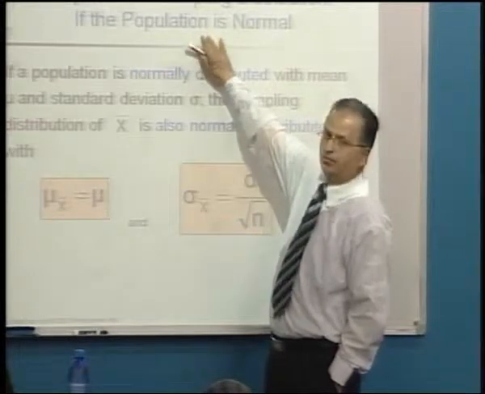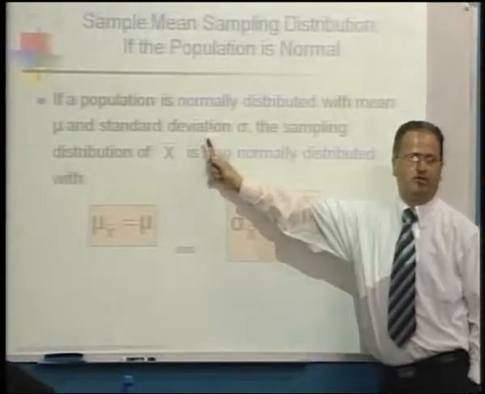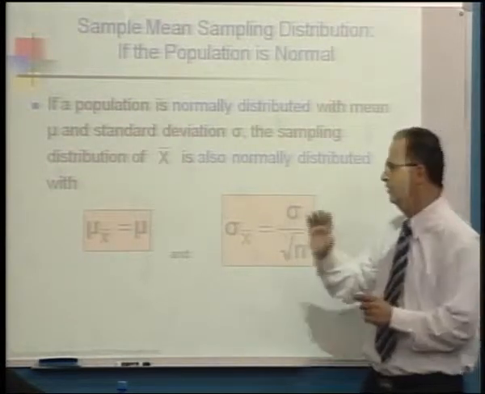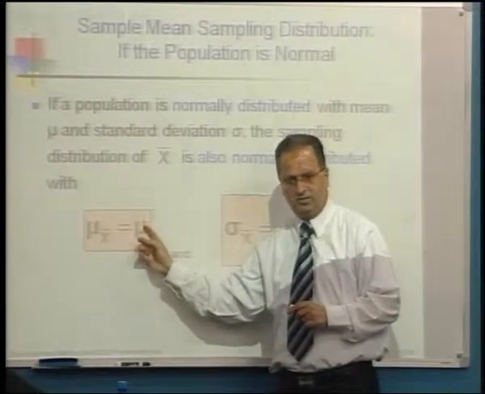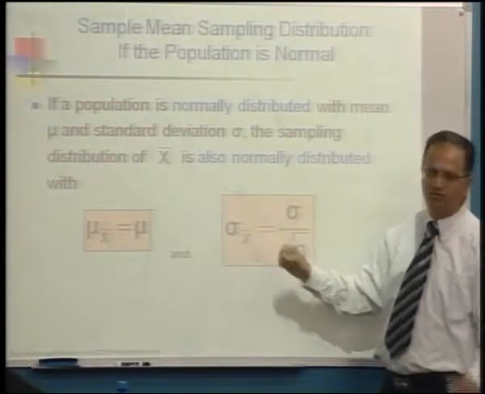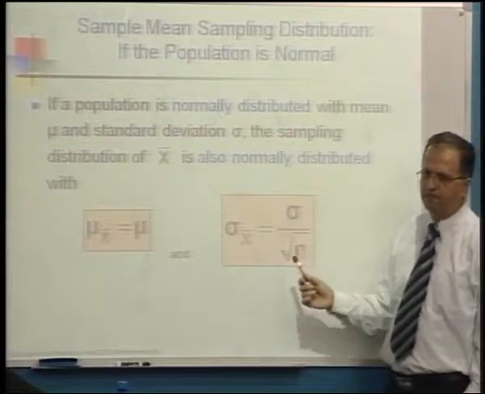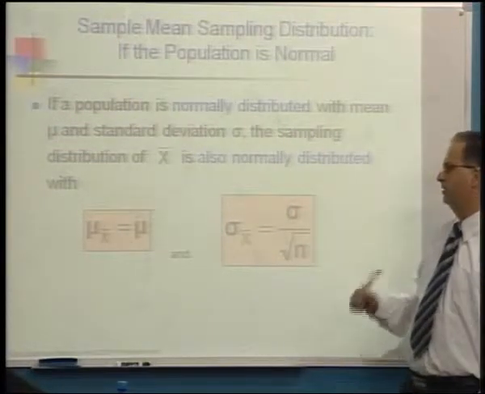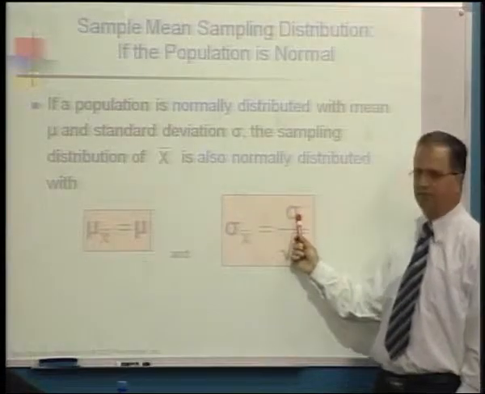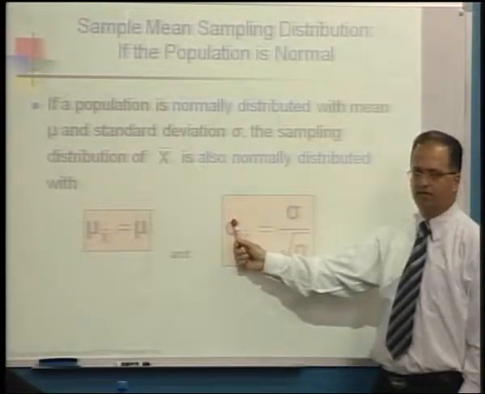First one, if the population is normally distributed, in this case, the sampling distribution of the sample mean is exactly normal, with mean of x bar equal to the true population mean, and sigma of x bar is called the standard error of the sample mean, given by sigma over root n. Also, we mentioned that the standard error of the sample mean is always smaller than sigma.